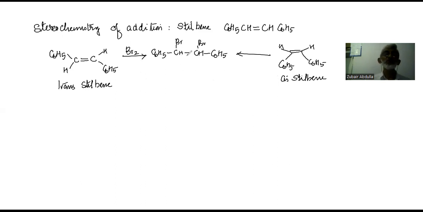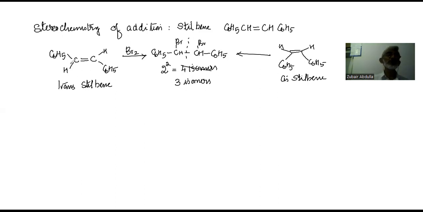We can see we have two asymmetric carbons. So we expect 2 power 2 number of isomers as the product. That is 4 isomers. But since we have a planar symmetry here, one pair will be meso, and therefore there will be 3 isomers only. So we won't get 4 isomers, we'll get 3 isomers.